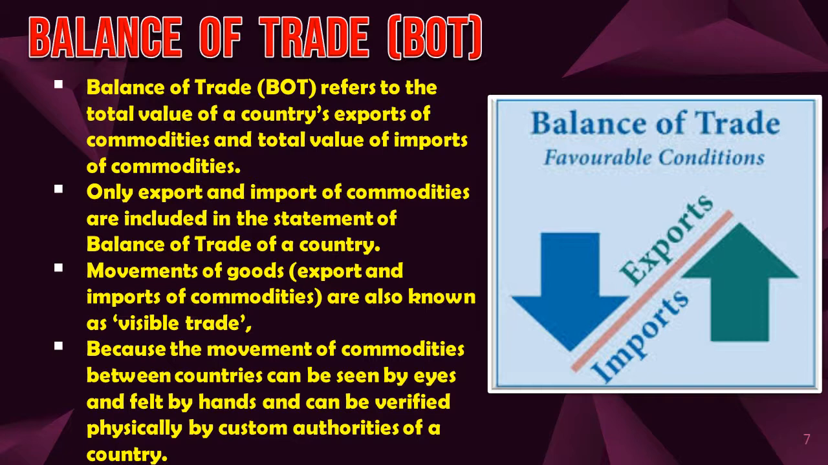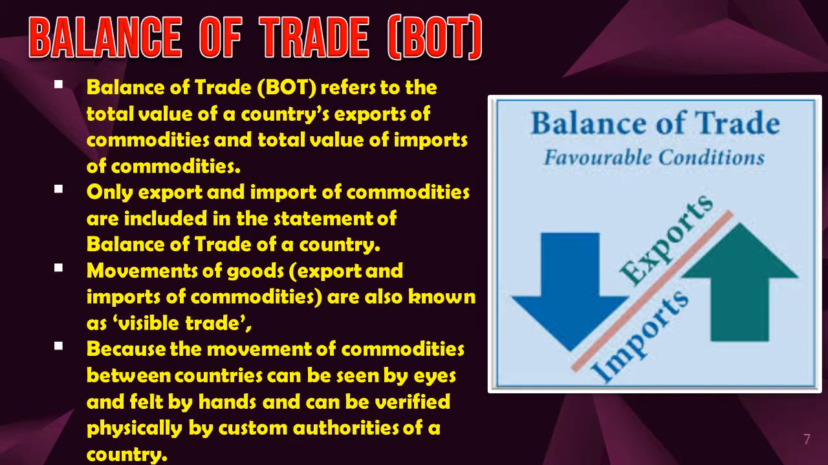Movement of goods, export and import of commodities, is called the movement of goods, also known as visible trade. Why are you calling it visible trade? Because the movement of commodities between countries can be seen by eyes. The goods are moving from one place to another, you can see by your eyes, and you can touch and see the product, feel it by hands, and it can be verified physically by the customs authorities of a country. So that is why it is called visible trade.